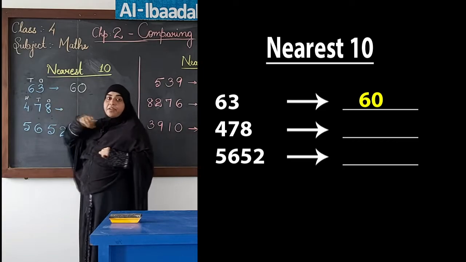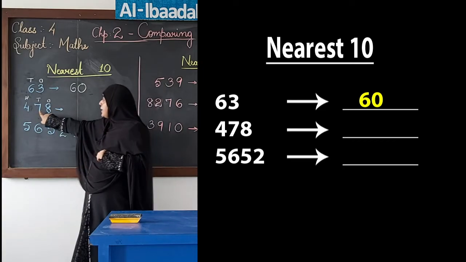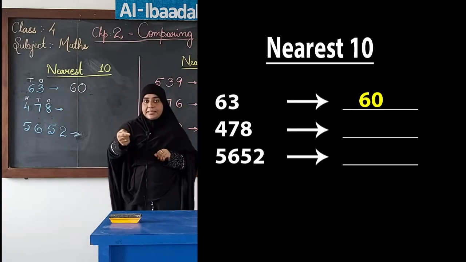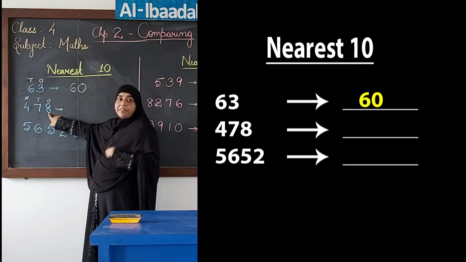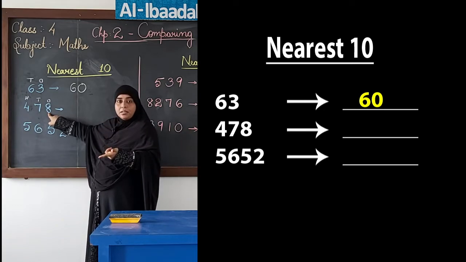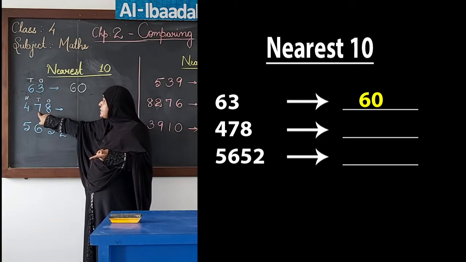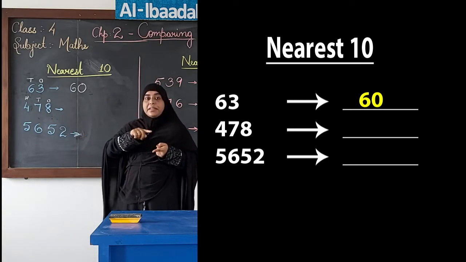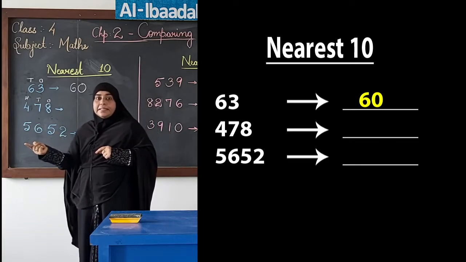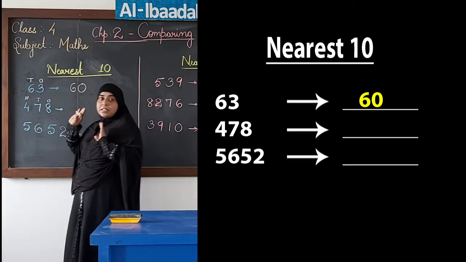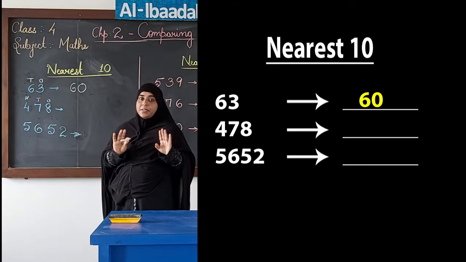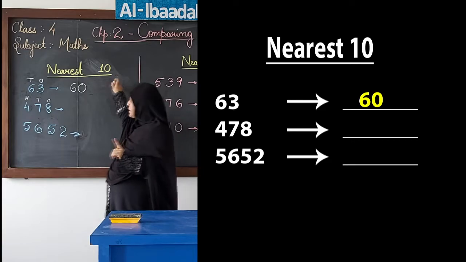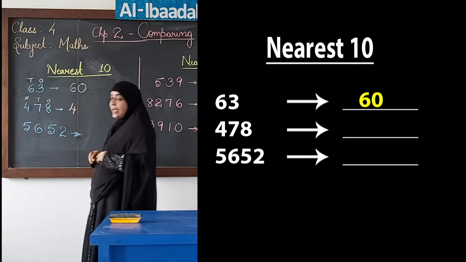Now if ones digit is 5 or more than 5, then this tens place will increase and go to the next tens. So now here in ones place we have 8, which is more than 5. So that means this 7 will change to 8, it will go to the next tens. From 70, it will go to 80. Okay, 4 will remain as it is. We are not going to change hundreds place because we are only changing it to nearest tens. So 4 remains the same.